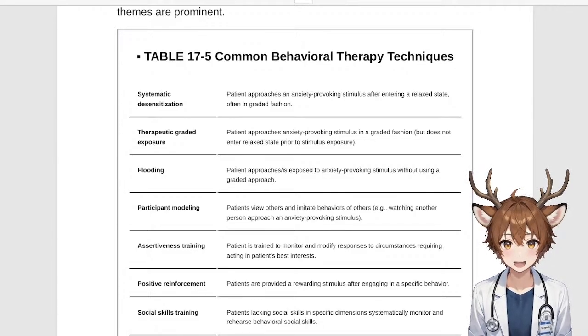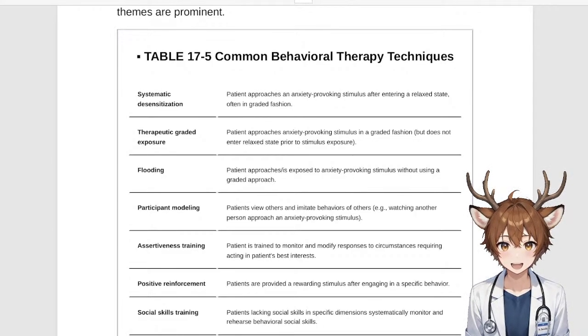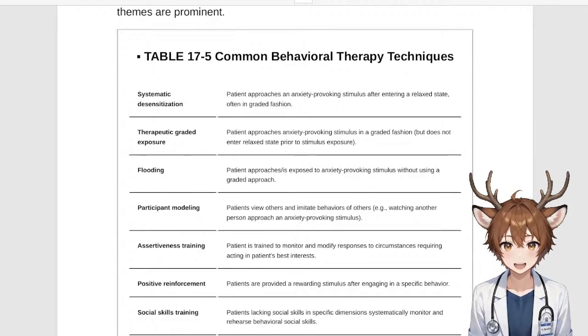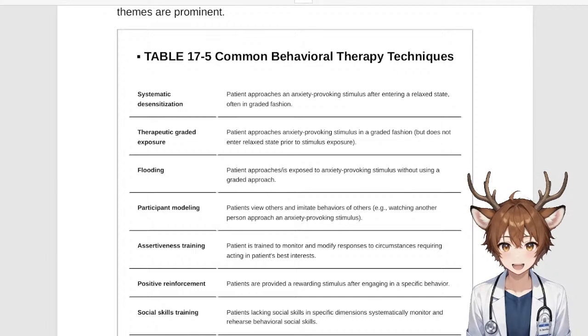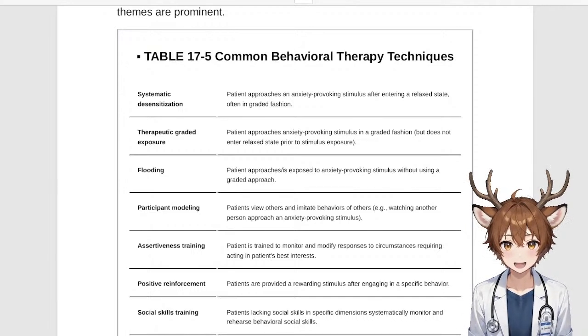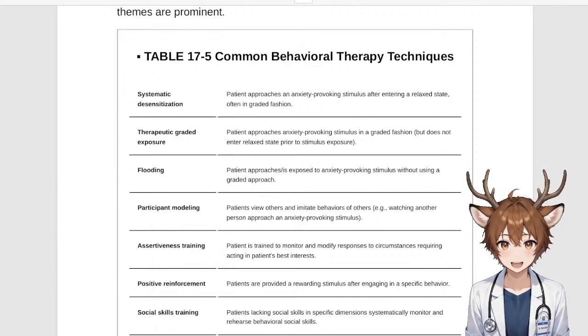Flooding. In flooding, a patient approaches or is exposed to an anxiety-provoking stimulus without using a graded approach. So flooding would be like, let's say you're afraid of spiders, so we just throw you into a pit of tarantulas just to see what happens. That's called flooding.